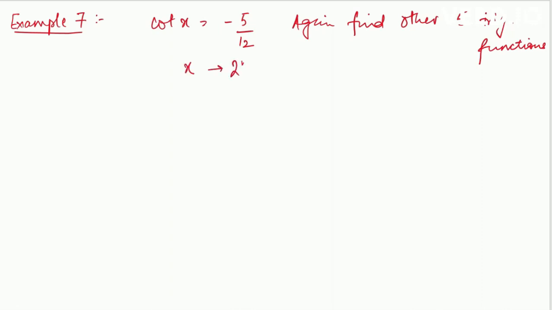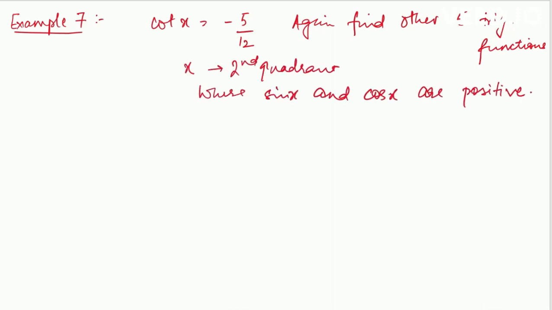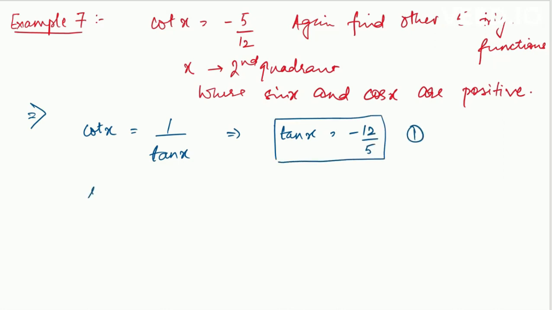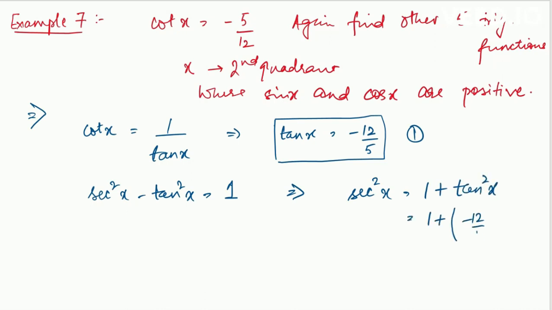Next example. Example number 7. Cot x is given minus 5 by 12. We need to find out the other 5 trigonometric functions. Again, x lies in the second quadrant where sin x is positive and cos x is negative. So cot x is 1 by tan x. So we can easily find out tan x by taking the reciprocal. Sec square x minus tan square x is 1. So we can do the computation and find out sec x.